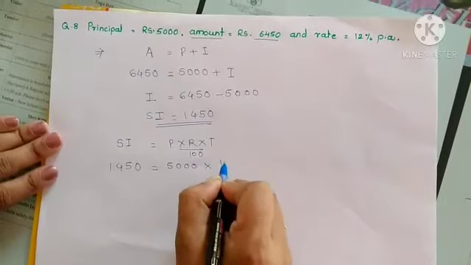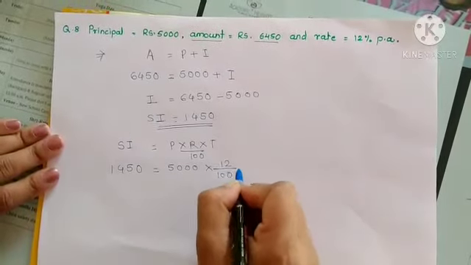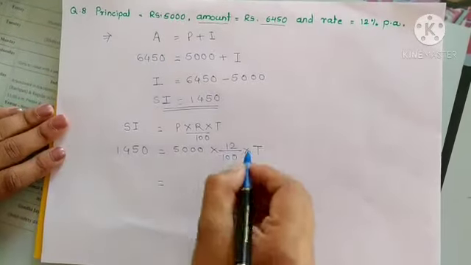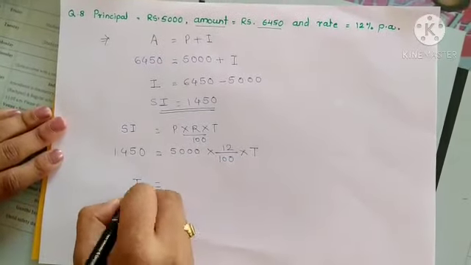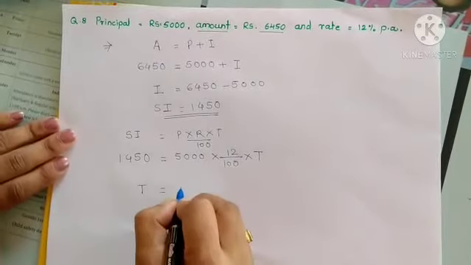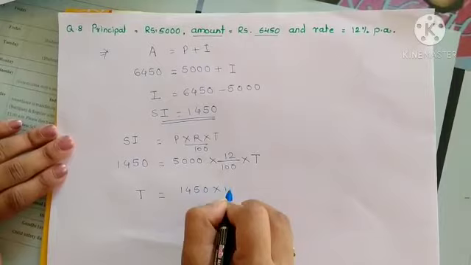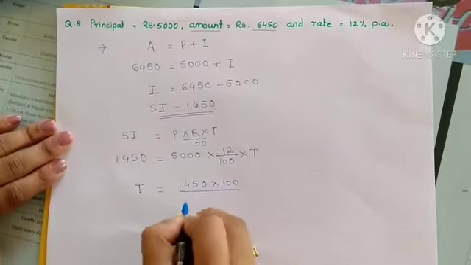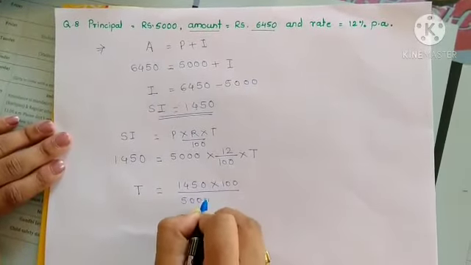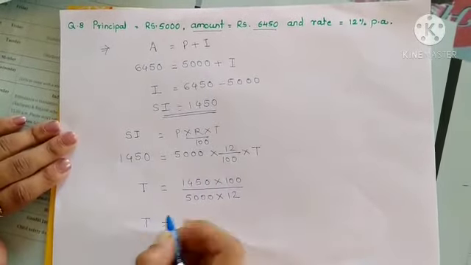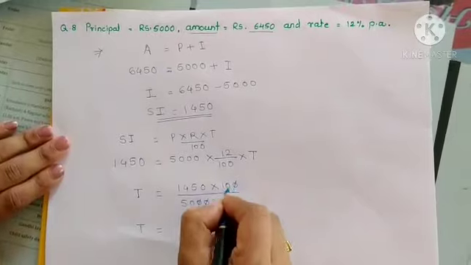R is 12%, and we have to find out the time. So again T, I am going to write this side: 1450 multiplied by 100 upon 5,000 multiplied by 12. So these two zeros are cancelled with these two zeros.